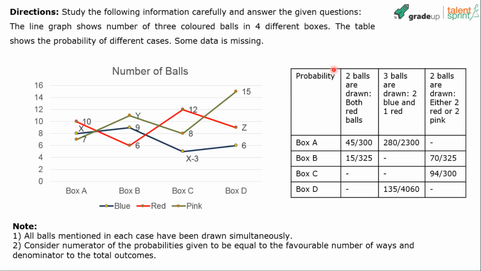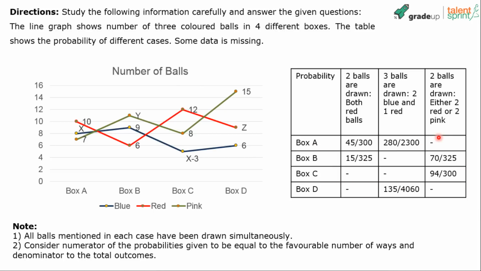Look at what is given in the table. The table talks about probability, 3 different cases, I guess, right? 2 balls are drawn, both are red balls. 3 balls are drawn, 2 are blue and 1 is red. And here 2 balls are drawn, either the 2 are red or the 2 are pink. And the probabilities have been given. Some of the values are missing.